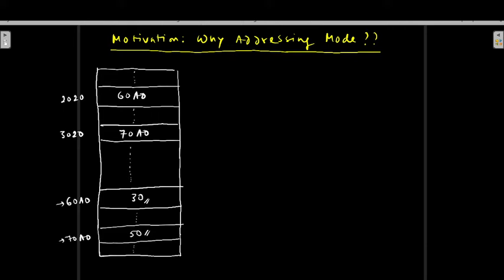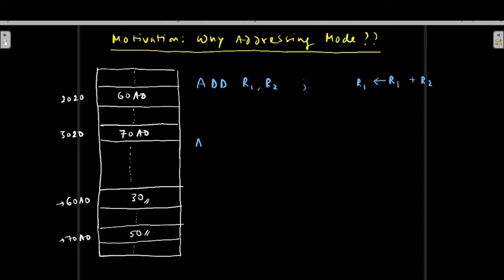Now consider the add instruction, this one, add R1, R2. Now this instruction performs the addition of the content of R1 and R2 and stores the result back to R1 register.